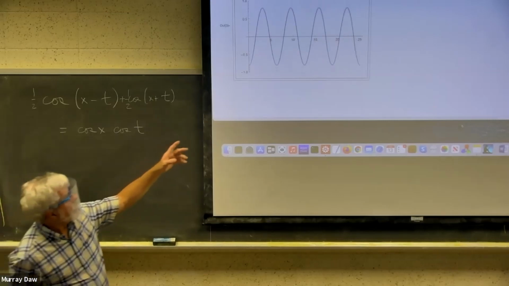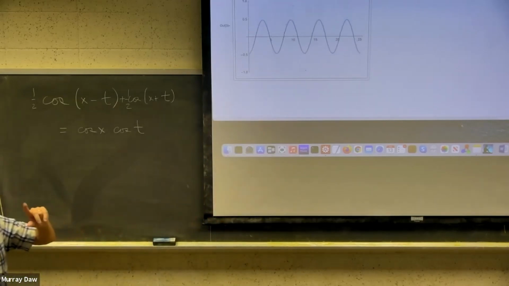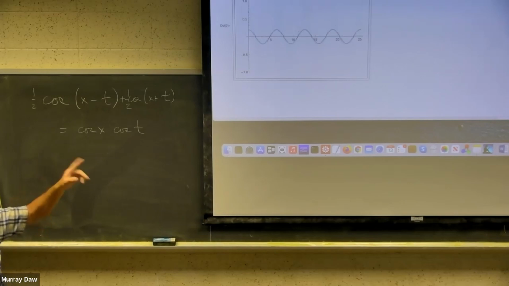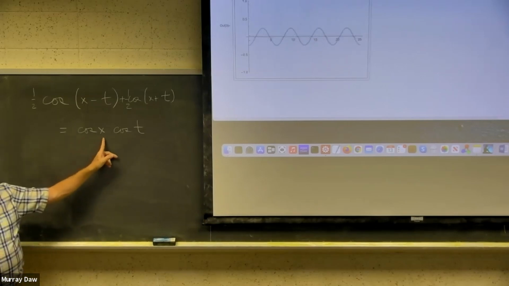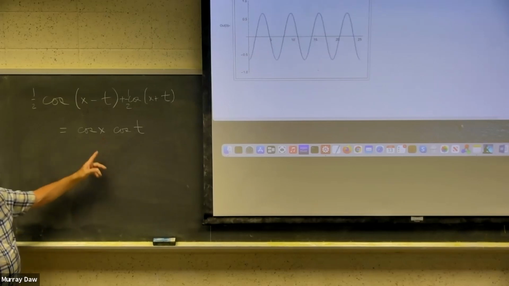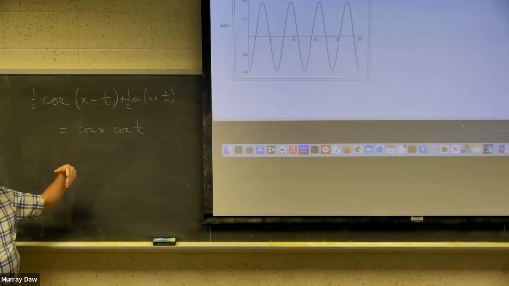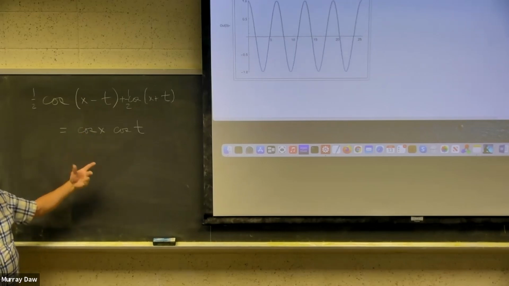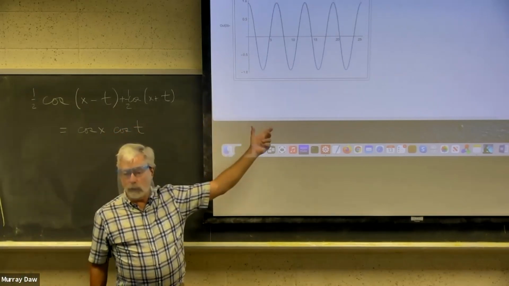So the nodes, there are places here that occur where the nodes in X, where the wave is always 0, and you could see here cosine of X, where cosine of X is 0, then it's going to be 0 for all times. So in other words, for X is pi over 2, 3 pi over 2, 5 pi over 2. So those are those nodes, and those are always 0.